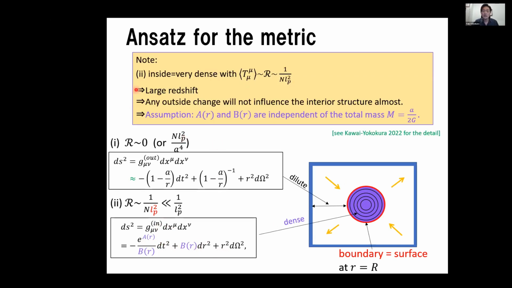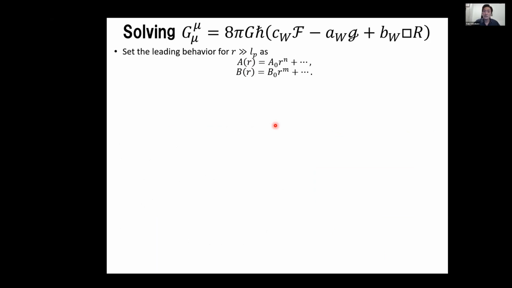Please note here, the interior is very dense, so the interior has a large redshift. This means any outside change will almost not influence the interior structure. Based on this physical expectation, we assume A(r), B(r) are independent of the total mass. Let's assume this one. Now, we can determine the interior metric by solving this trace equation.